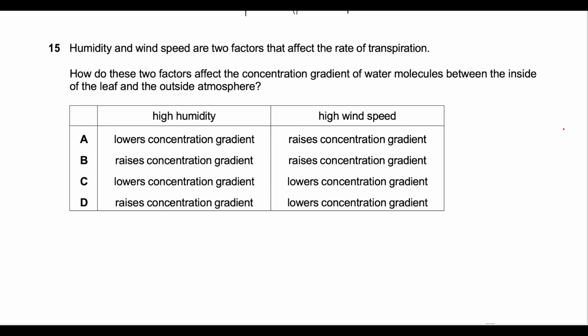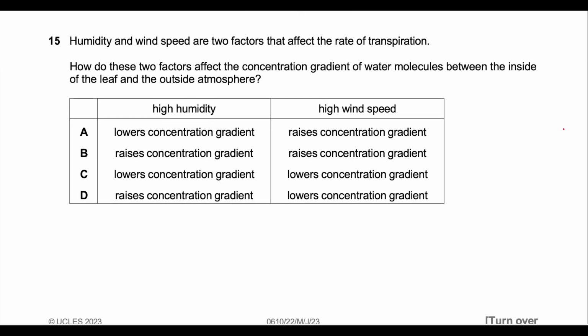Humidity and wind speed are two factors that affect the rate of transpiration. How do these two factors affect the concentration gradient of water molecules between the inside of the leaf and the outside atmosphere? Okay, so when we are talking about high humidity, that means we have high concentration of water vapor in the air. Directly, it should lower the concentration gradient. So I will cancel the option B and D. So still I have A and C.